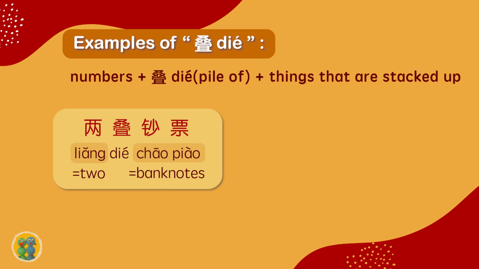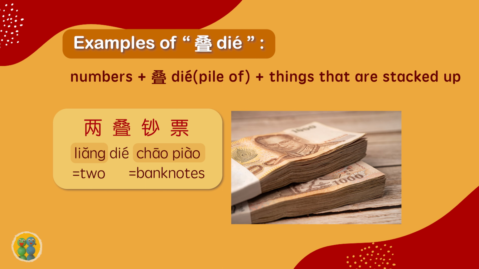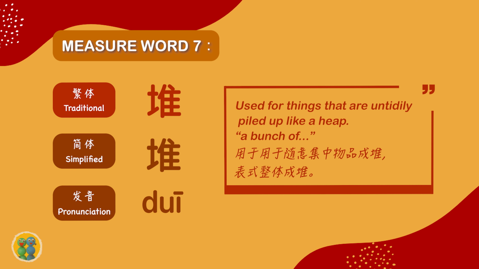两叠钞票. 两 means two. 钞票 means banknotes. So it's two piles of banknotes. And next, the seventh measure word is 堆.